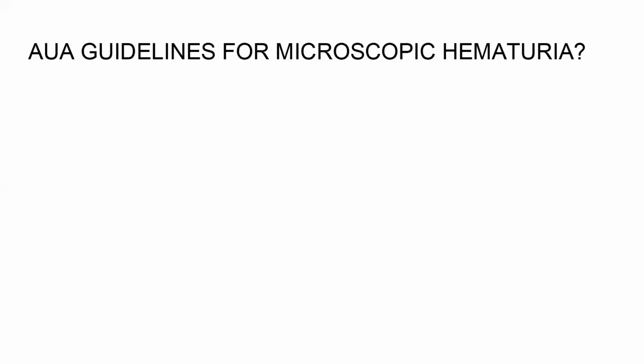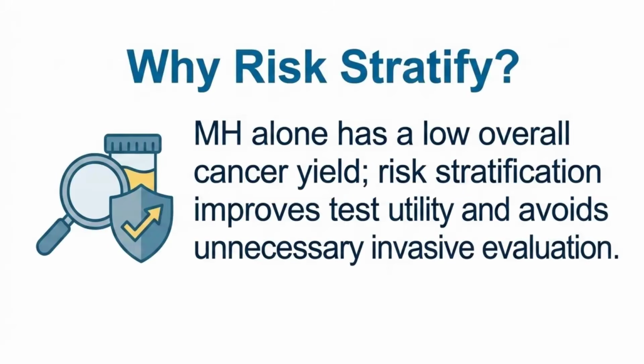Now, AUA has guidelines for microscopic hematuria. So firstly, there is a question: why risk stratify? Microscopic hematuria alone has a low cancer yield. Risk stratification improves test utility and avoids unnecessary invasive evaluations.